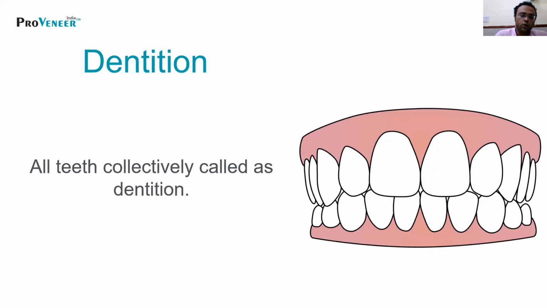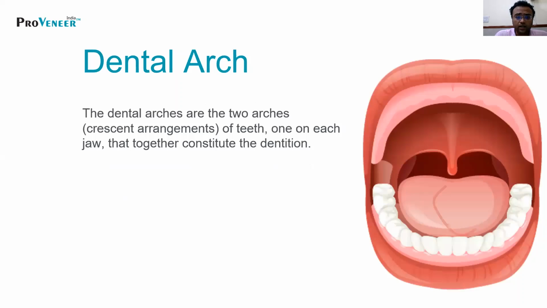Then, what is dentition? All the teeth collectively are called dentition. Humans have a deciduous dentition, which has 20 teeth, and a permanent dentition, which has 32 teeth, which we'll come to later. And what is a dental arch? The dental arch consists of two arches: one is the maxilla and one is the mandible. The maxilla is the upper jaw and the mandible is the lower jaw.